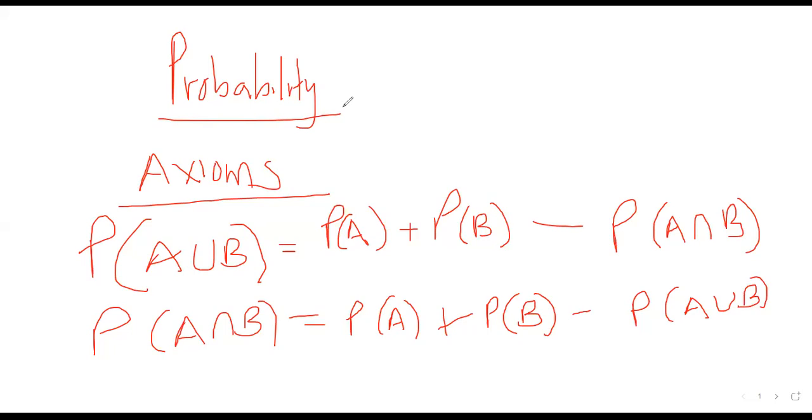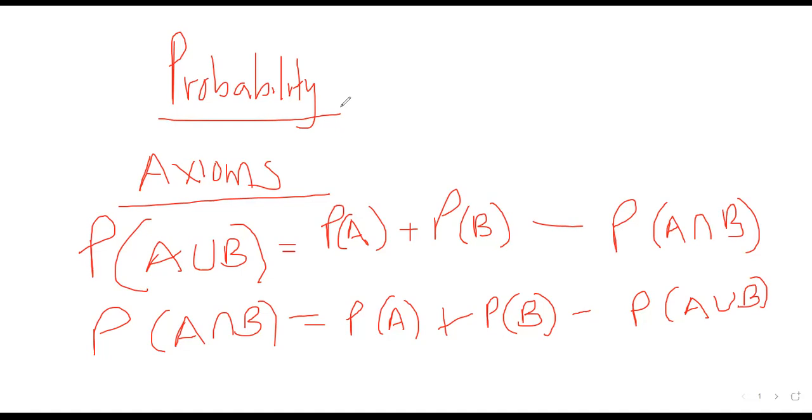Probability ranges from 0 up to 1. And so I'm going to start with what are called axioms of probability. These are the formulas that surround probability characteristics.